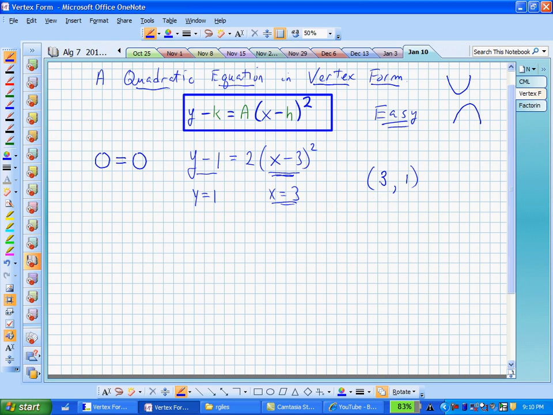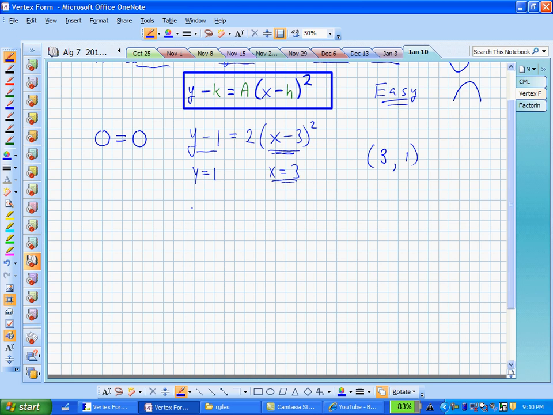What we want to find out next is a little bit more interesting. And this is actually, I think, what really makes vertex form most powerful. I'm going to solve this equation for y by adding 1 to both sides, and the equation becomes y equals 1 plus 2 times (x minus 3) squared. Now, if you look at this second term on the right, something squared is always greater than or equal to 0. You can never square something and get a negative number.